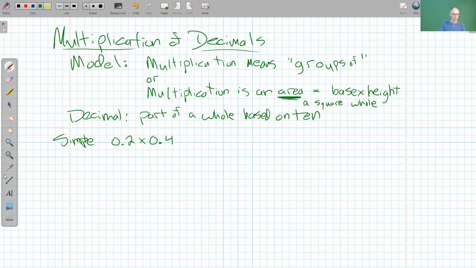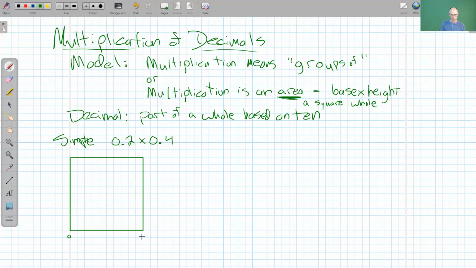So then I'm going to try to draw that out here. If I start here, 1, 2, 3, 4, 5, 6, 7, 8, 9, 10. There's 10 that way, because again, decimal is out of 10. And then this way, 1, 2, 3, 4, 5, 6, 7, 8, 9, 10. Hopefully I didn't miscount that. We'll check in a second. So this right here is going to be my one whole.